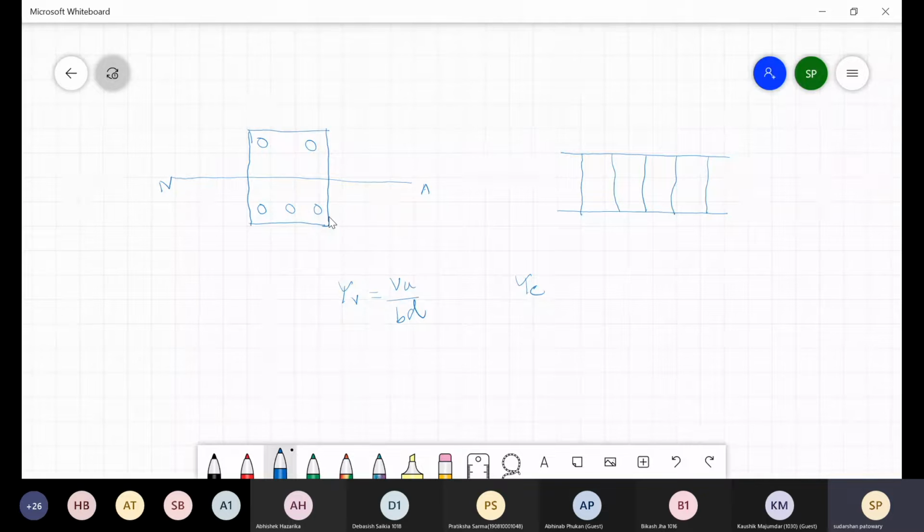Vu is equal to what? Your shear force, like in bending, Mu is equal to the moment. In that way, Vu is equal to your shear force. So shear force by bd is equal to what? Your tau v, the shear stress. So if your tau v is less than tau c, then we don't need any stirrups.